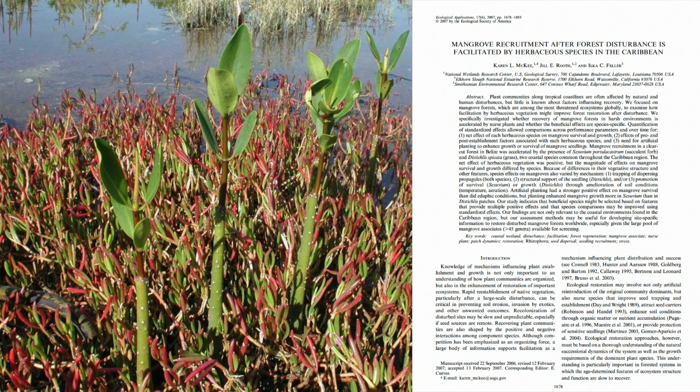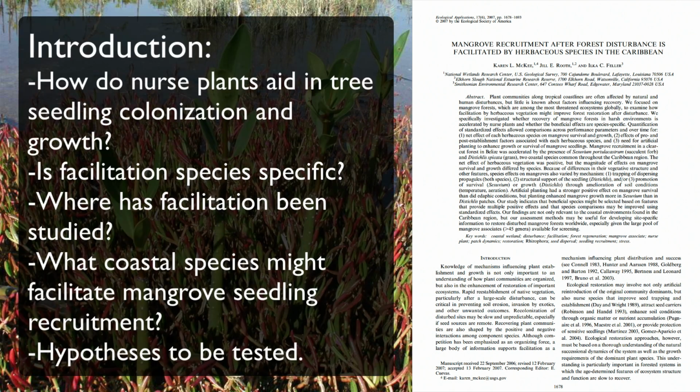In this study, we looked at how recovery of a clear-cut mangrove forest was facilitated by herbaceous vegetation, grasses and forbs, which aid in tree seedling establishment and survival. The introduction explained how nurse plants might aid in tree seedling colonization and growth, information that is not only important to an understanding of how plant communities are organized, but also how to restore disturbed coastal ecosystems.